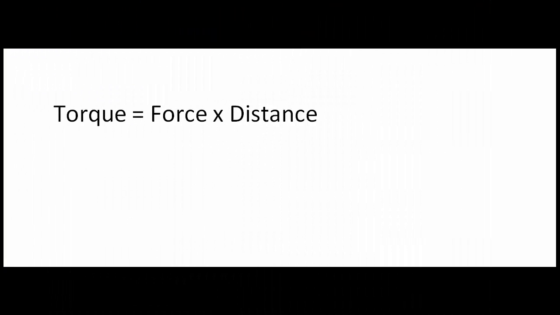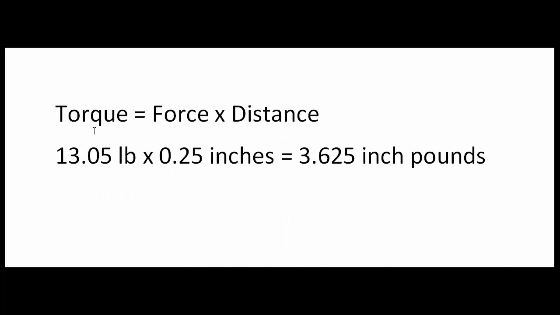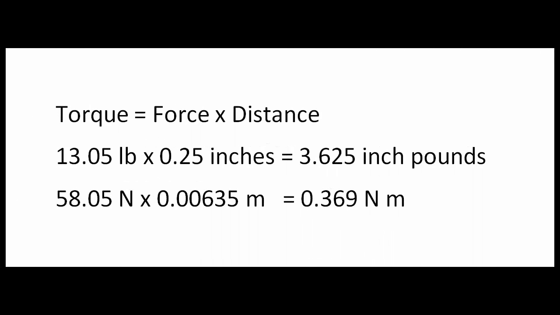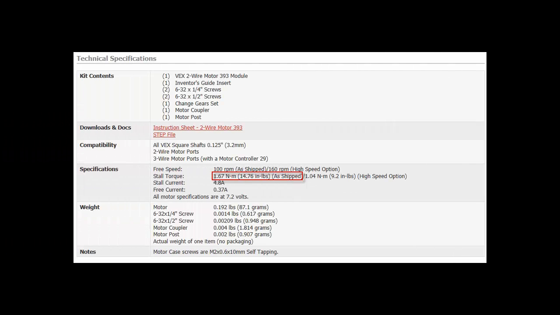Let's look at the calculation. Torque equals force times distance. Putting in our values, 13.05 times the radius gives us 3.625 inch-pounds. Using metric numbers, we end up with a value of 0.369 Newton meters. Comparing those values to the specifications of the motor from the VEX website, we can see that they're well under the stall torque.